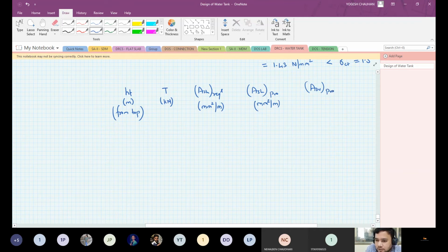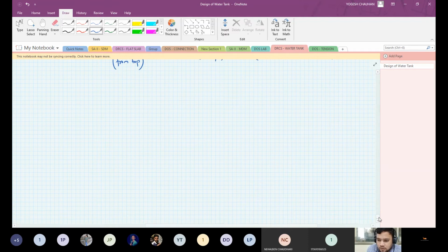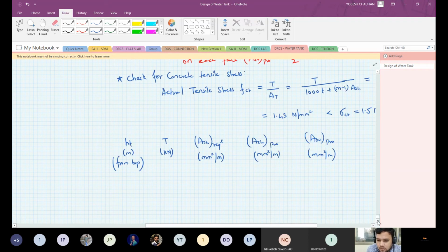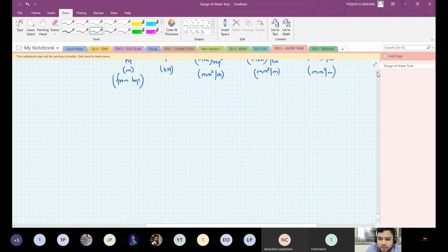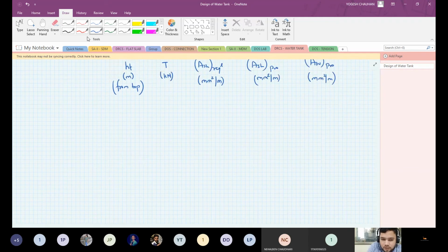ASV will be constant because it is based on the minimum steel, and the minimum steel has to be provided. At least minimum steel has to be provided. So it will be the same throughout the section, in square mm per meter. So this was calculated at the base. So you can now calculate at other locations.